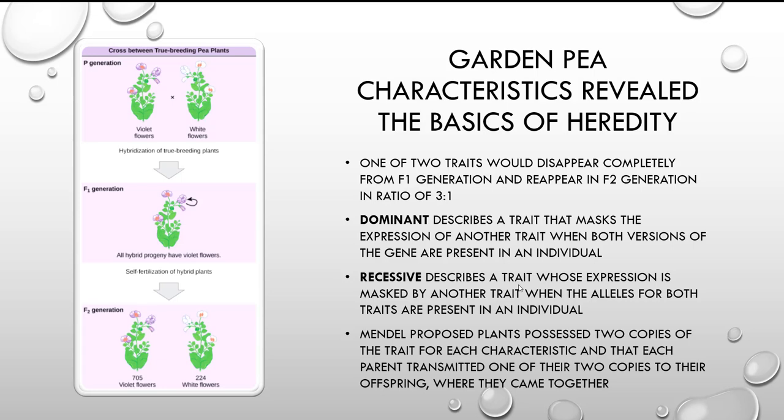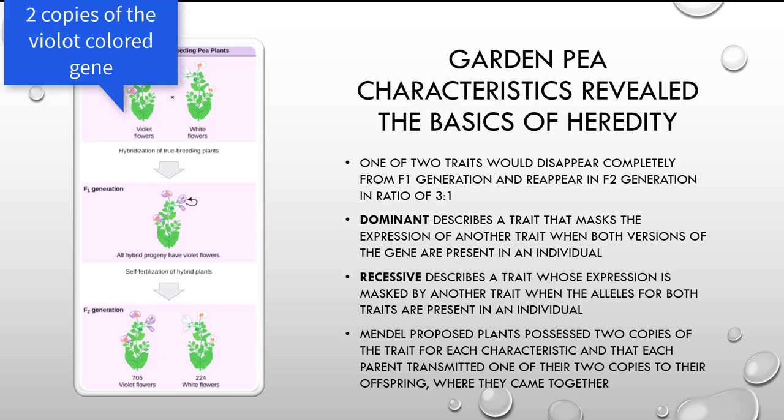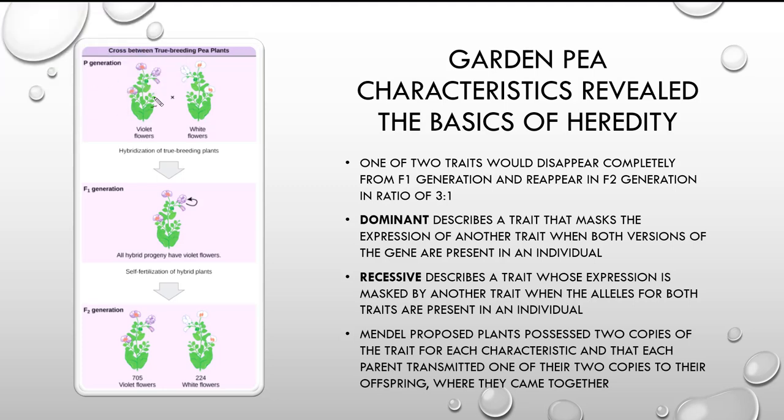The recessive trait describes a trait whose expression is masked by another trait when the alleles for both traits are present. So that means that in this parent generation, let me get my pen out. What Mendel proposed is that 2 copies of the trait for each characteristic are present. So in this P generation, this violet flower has 2 copies of the violet flower trait. I'm just going to do V for violet. So there are 2 copies of this violet color.